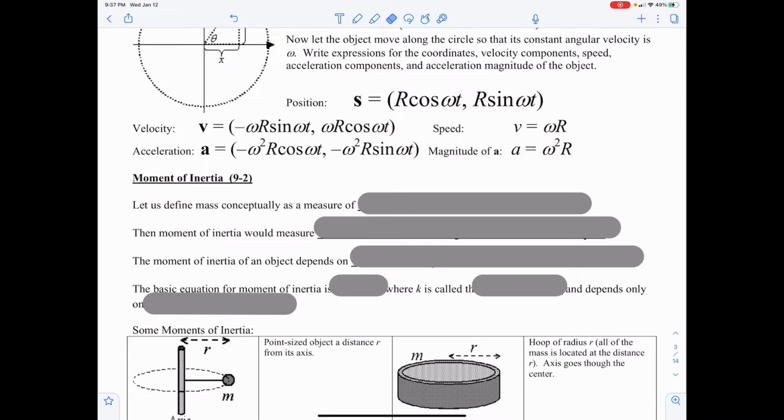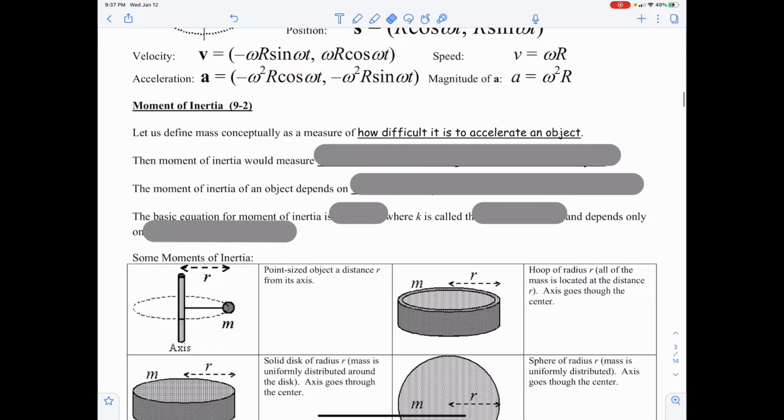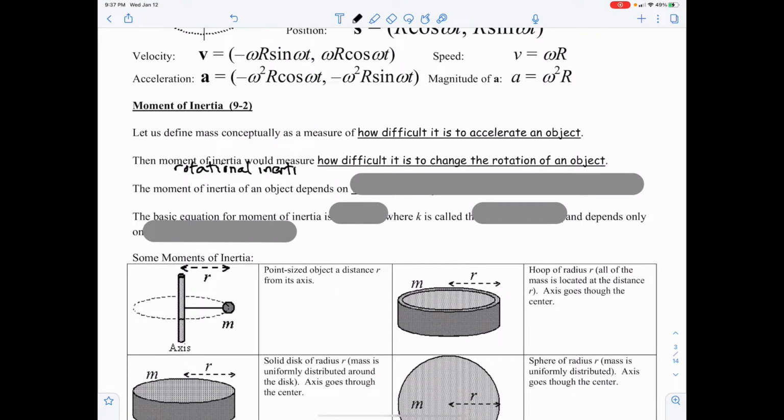Section 9.2, moment of inertia. Let us define mass conceptually as the measure of how difficult it is to accelerate an object. The moment of inertia would therefore be how difficult it is to change the rotation of an object. By the way, sometimes we will synonymously refer to this as rotational inertia. Moment of inertia, rotational inertia, they will get used synonymously. The moment of inertia of an object depends on the mass the object has and how that mass is distributed.